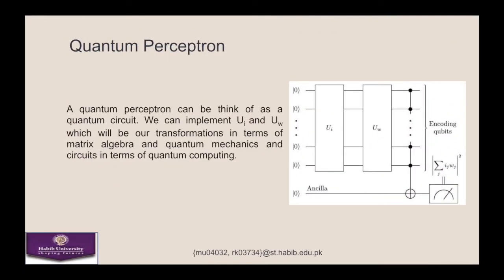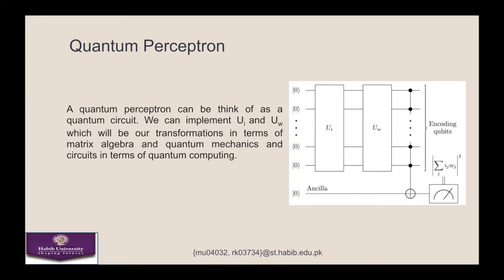Now let's see how a quantum perceptron works. The diagram that you are viewing here is actually a quantum circuit. Quantum computing models depend on these quantum circuits. In these circuits, we have two blocks, UI and UW. The block UI is responsible to prepare the state I and UW prepares the state W, which are just the quantum versions of I and W vectors.